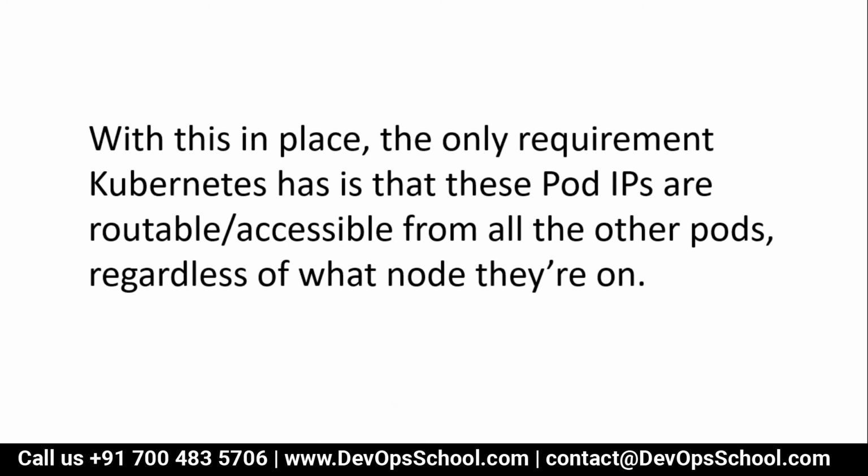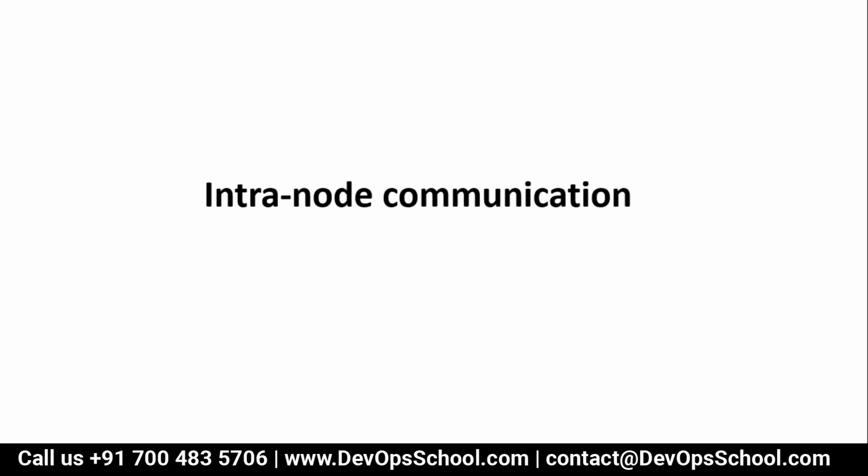So now the next question is, with this in place, the only requirement Kubernetes has is that these pod IPs are routable and accessible from all the other pods. How a pod gets an IP address, you know that now. But how is this pod IP address routable and accessible from other pods in the network, within and outside? That's the question we have to answer, and you will find the answer in intra-node communication. That means how other pods can be routed to the IP address you get. So you need to understand intra-node communications.